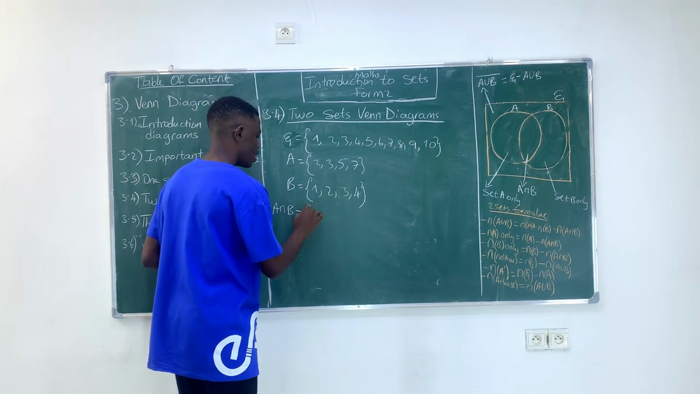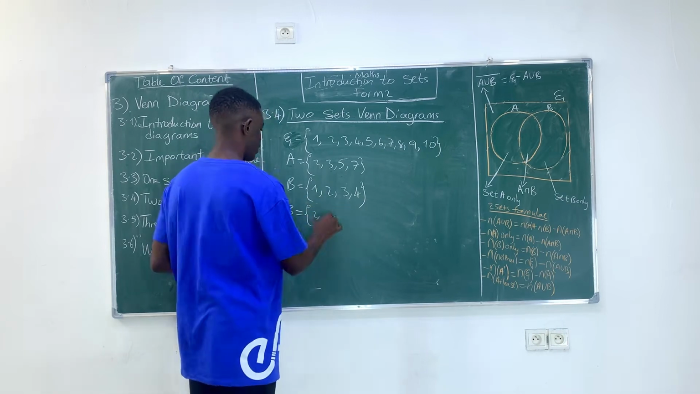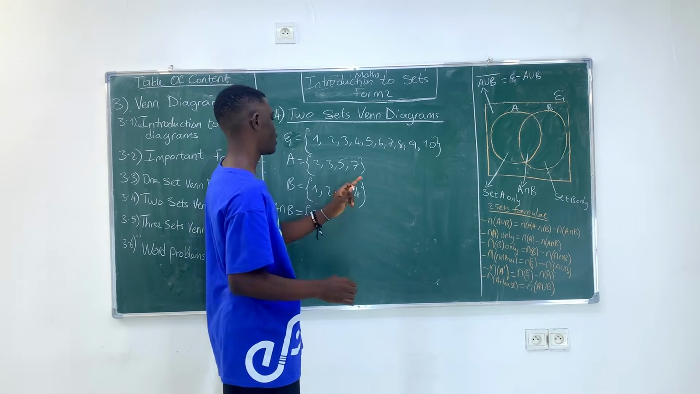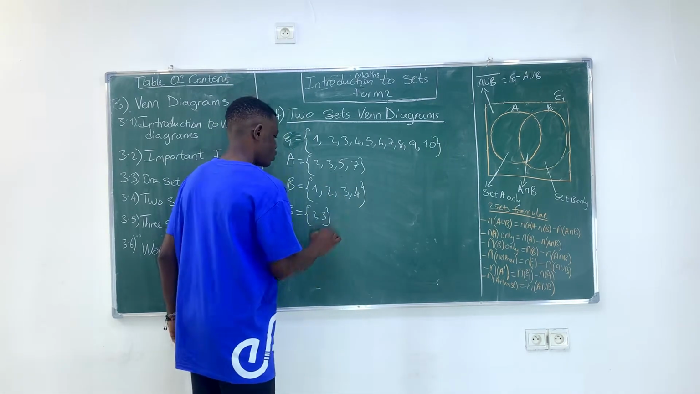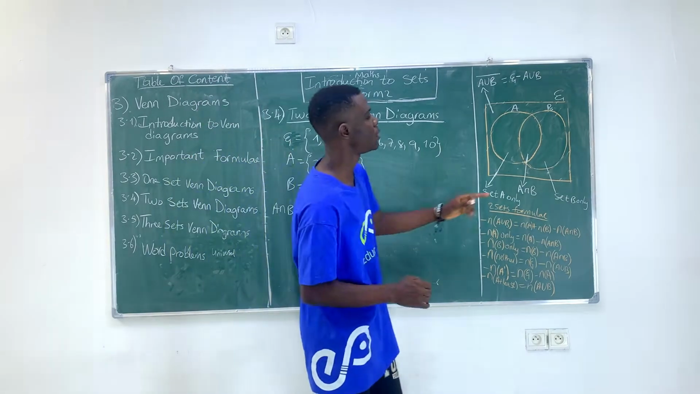So I can write 2. Here I have 3. Here do I have 3? Yes. I have 3. I write it. Here I have 5. Do I have 5 here? No. Here I have 7. Do I have 7 here? No. So I found my A intersection B, so I already know what is in the middle here.